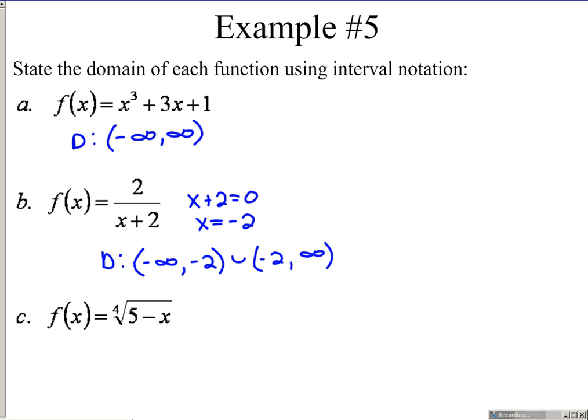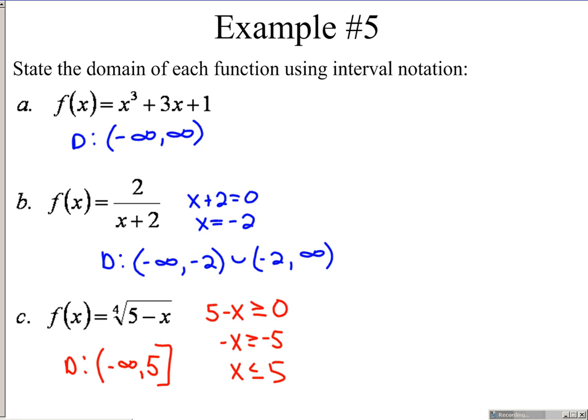Letter C, another possible restriction, because this time we have a variable inside an even indexed radical. So I take the stuff underneath the radical, and it has to be greater than or equal to 0. Solve this inequality. Divide by negative 1, which flips the inequality symbol, so x has to be less than or equal to positive 5. So our domain is the interval x less than or equal to 5. How far left does it go? To negative infinity. How far right? To positive 5, and that is included, so we have a bracket.